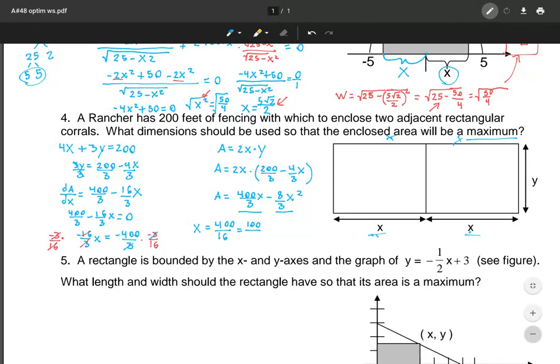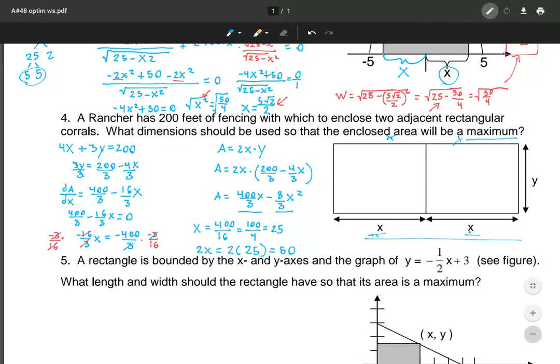100 over 4. I feel like something went terribly wrong here, but I can't tell. So I guess that's going to be, oh, that's 25. I'm just an idiot. So that's going to be 25 for x. Okay, so I found the x, but remember the side of the enclosure is going to have to be 2x, all right? So that is going to have to be 2 times 25, which is 50.